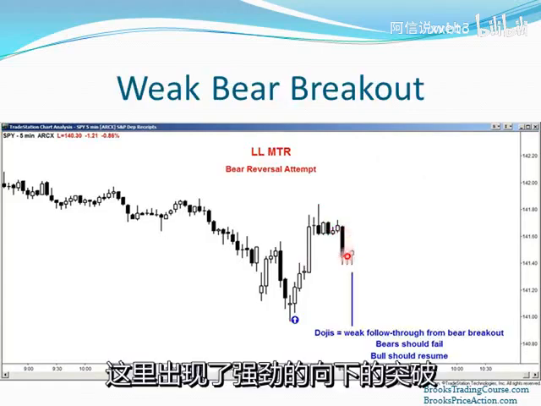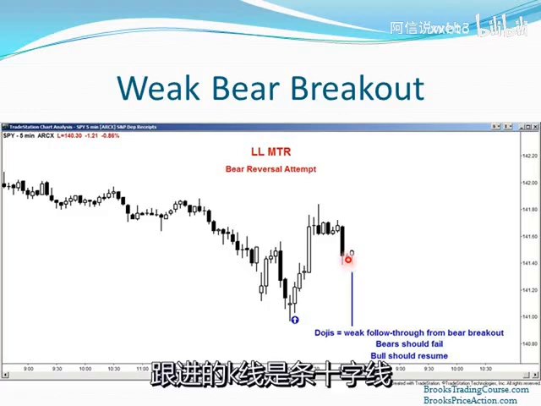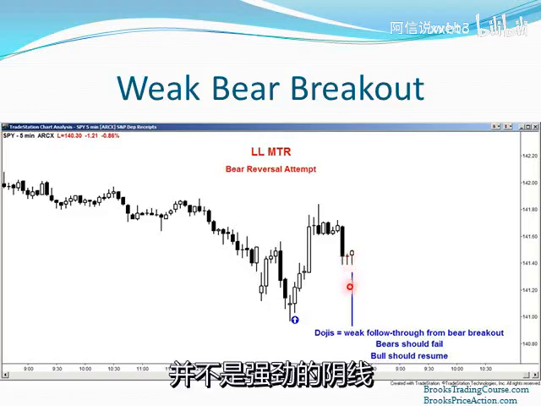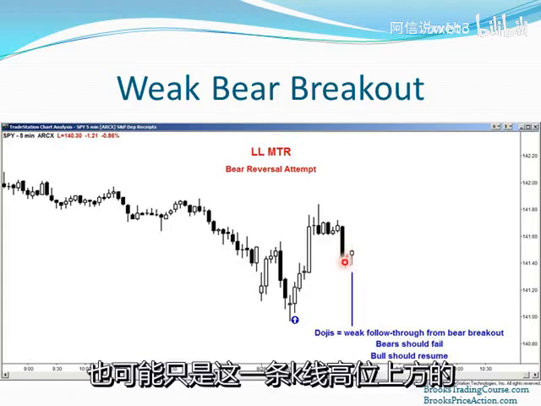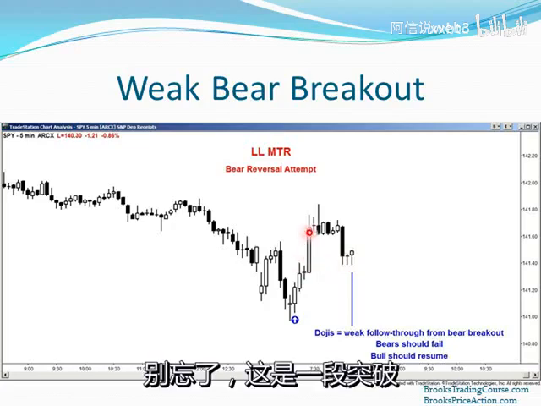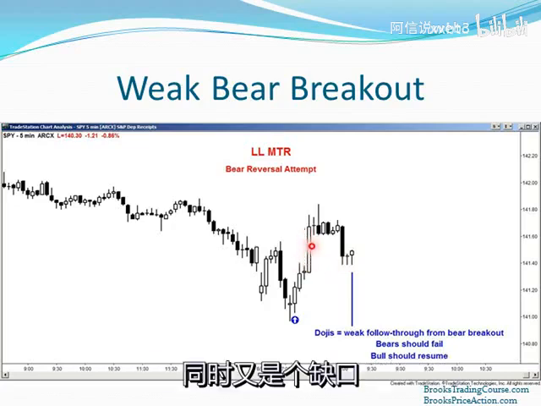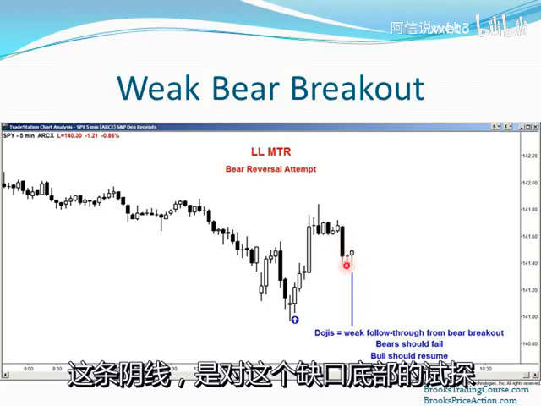We have a strong bear breakout, but look at the follow-through. The follow-through bar is a doji bar and not another strong bear bar. So this may be a failed bear breakout, and it might simply be a test of the breakout above the high of this bar. Remember, this is a breakout, and it's a gap. The gap is between the high of this bar and the lows of these bars, and this bear bar is testing the bottom of that gap.